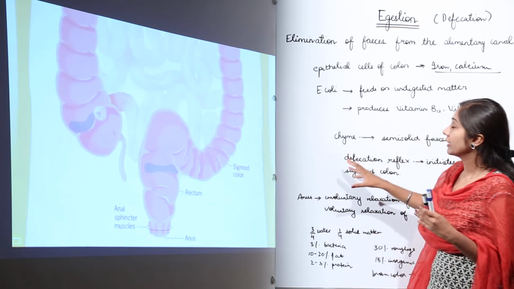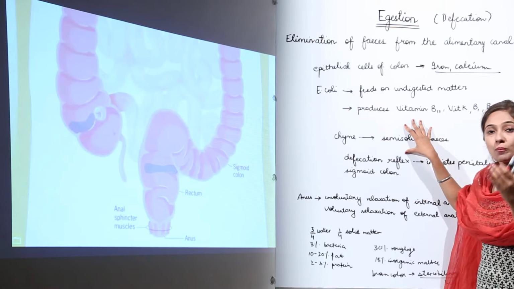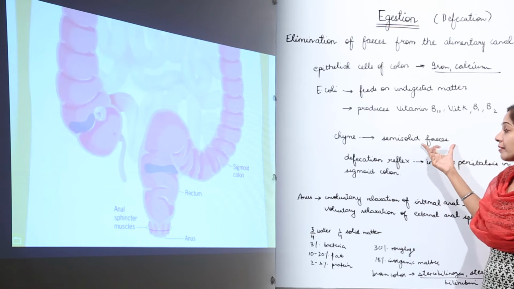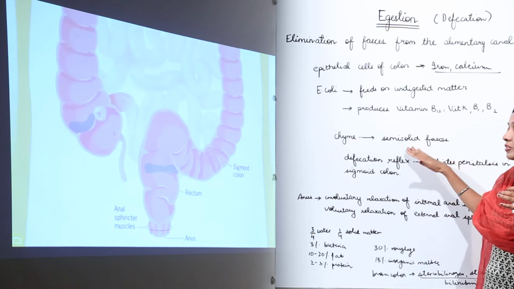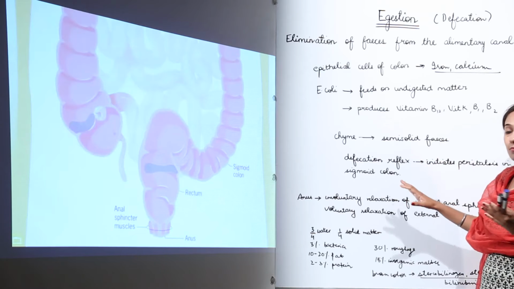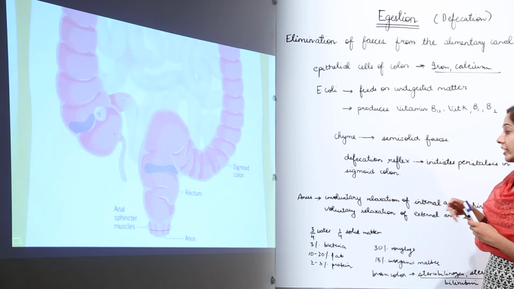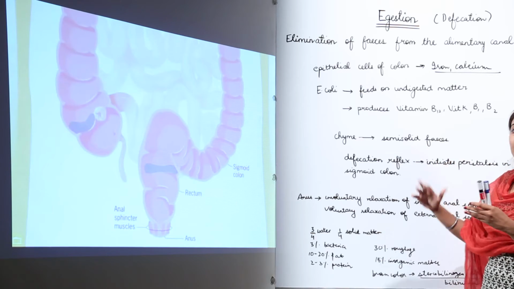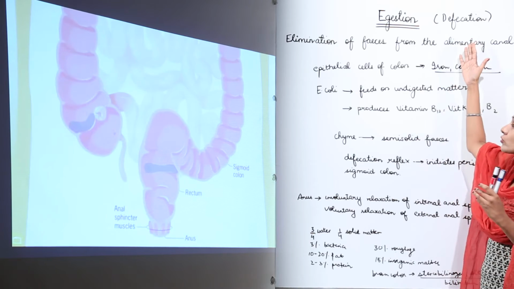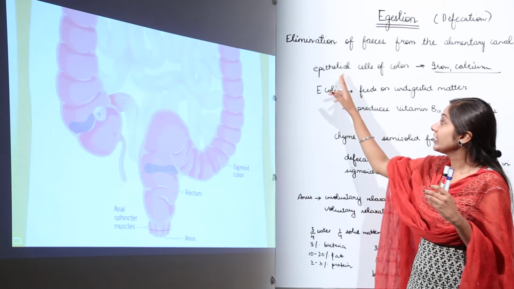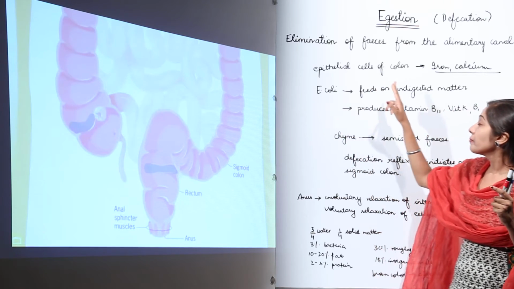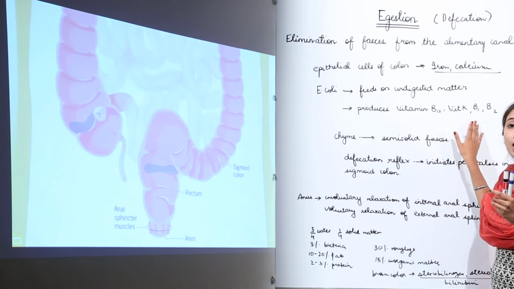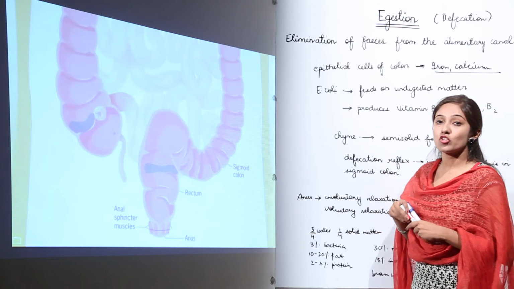So as a whole, in the large intestine, the absorption of water converts chyme into semi-solid feces, and by the defecation reflex, the semi-solid feces enters the anus, and by the action of the involuntary and voluntary relaxation of the anal sphincters, the feces is excreted out, and this is how defecation is completed. Remember, the presence of E. coli bacteria is very useful to us because it feeds on undigested matter and produces vitamin B12, vitamin K, vitamin B1, vitamin B2, which are reabsorbed by the colon.